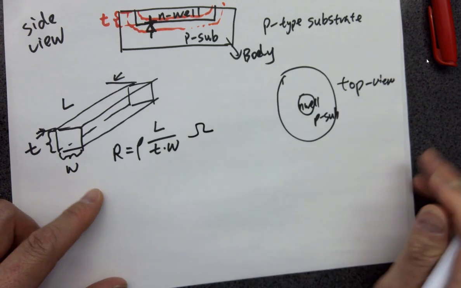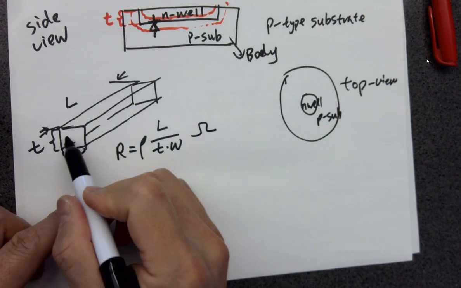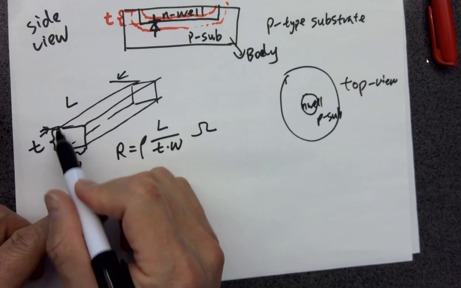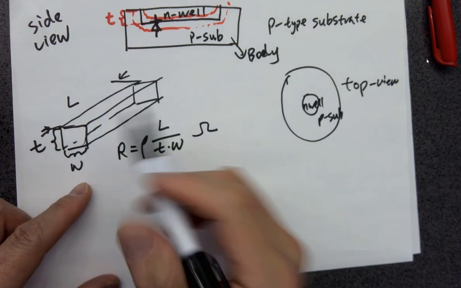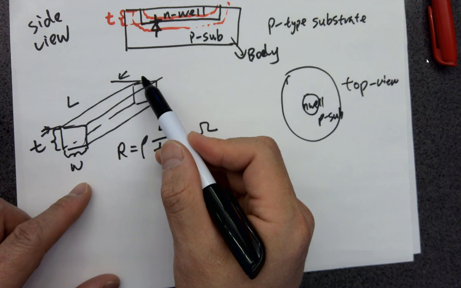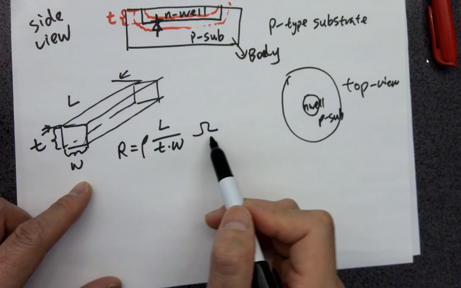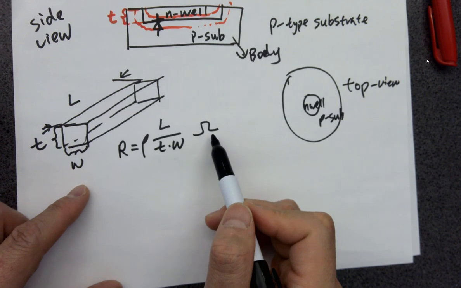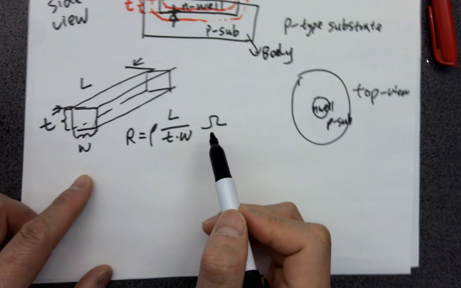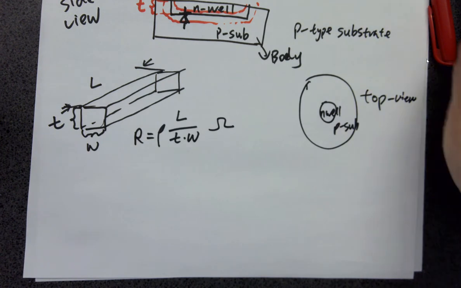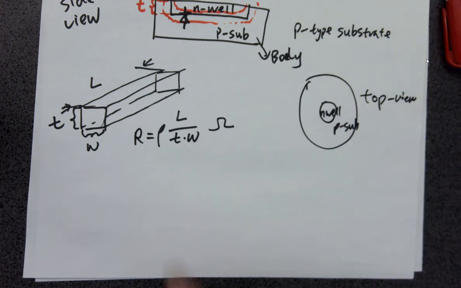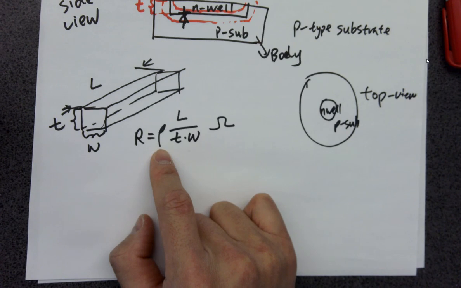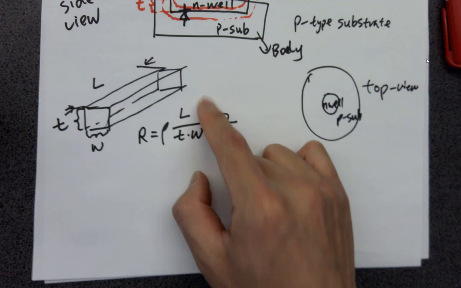Ohms. So T times W will be the area here. Area times length will be the volume, and times resistivity will be the resistance. So that's the definition of the resistance of a certain material. It could be other materials, but the resistivity parameter here will be changed. So resistance equals resistivity times L over A.